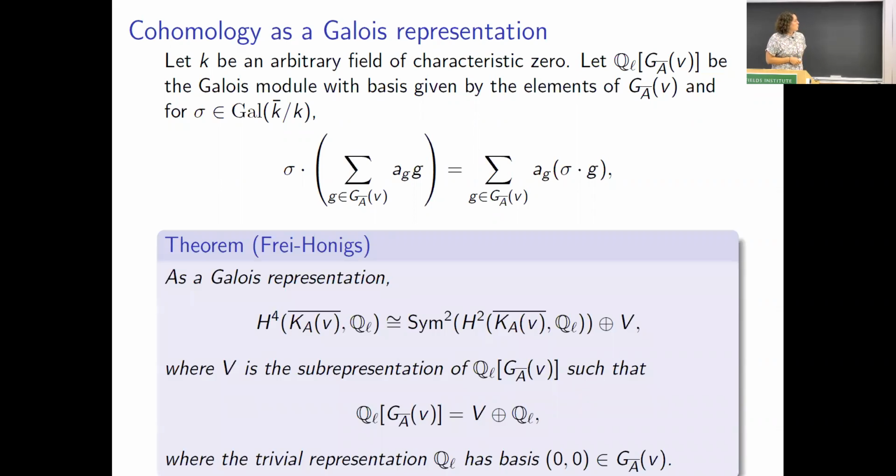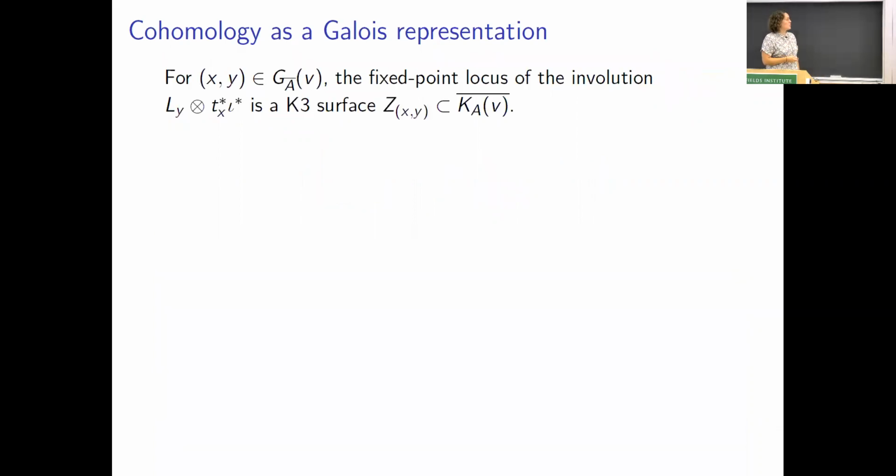Okay, and so what we show is that as a Galois representation, this middle cohomology again has this boring piece coming from lower degree cohomology, and then it has this 80-dimensional representation, which is the subrepresentation of this permutation representation, the direct sum complement to a trivial representation coming from the identity element in the group. And this is really just a translation of what Hasse and Schinkel did.